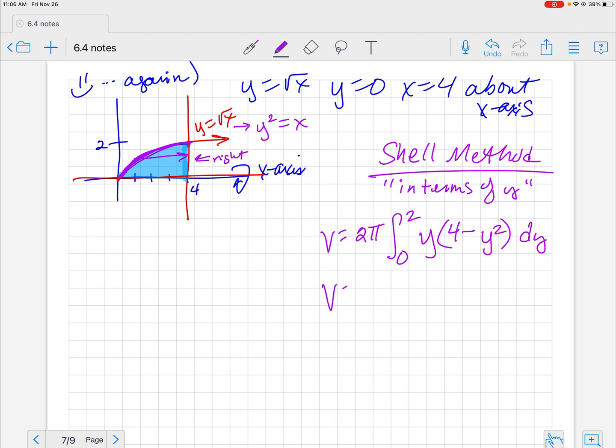Ooh, check it out. I am going about the exact same axis. I am looking at the exact same figure. I've got this filled-in bowl. Whether I'm looking at my volume about the x-axis in terms of y or in terms of x, my volume better be the same, because I'm literally talking about the exact same figure. It's just another method to get there. All right, so I should come up with 8 pi. Let's find out if we do. 4y minus y cubed dy.